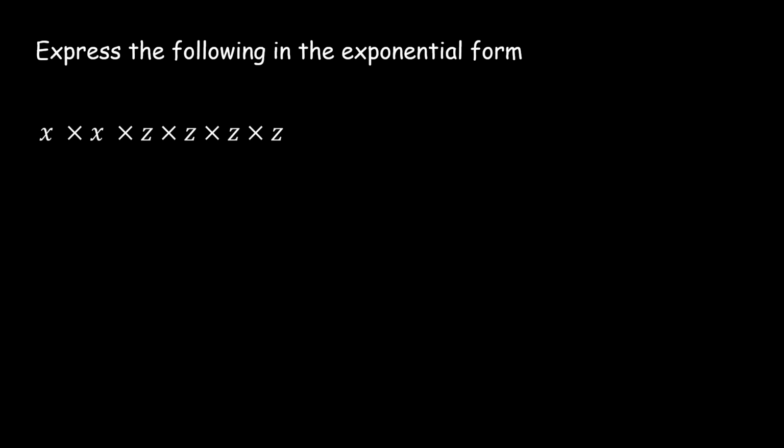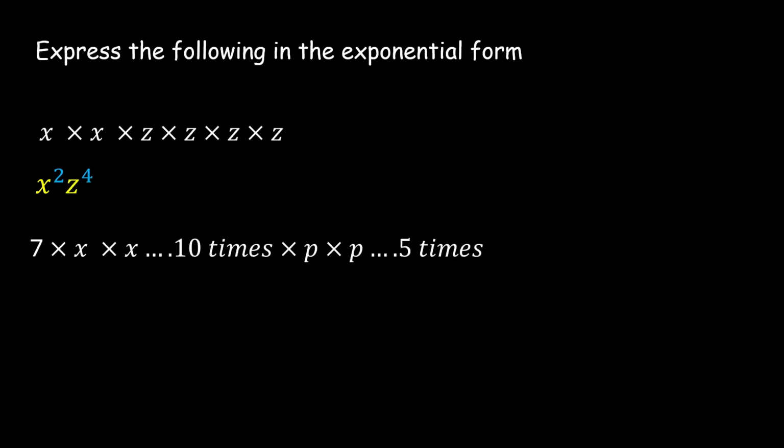So, let's count the number of x. We have 2 x and 1, 2, 3, 4, 4 z. So, we will write it as x raised to power 2 multiplied to z raised to power 4. So, this is the exponential form. Now, if we have 7 into x multiplied 10 times and p multiplied 5 times, we can write it as 7 into x raised to power 10 into p raised to power 5. This becomes our exponential form.